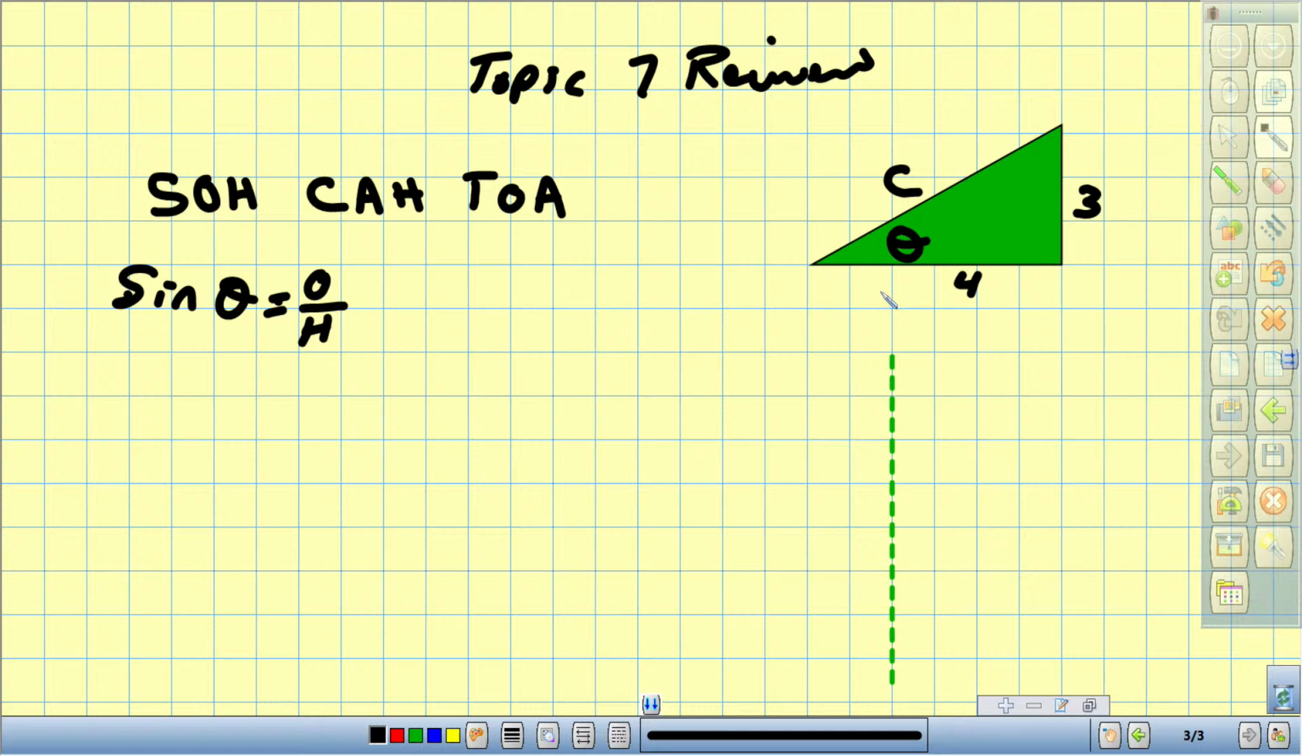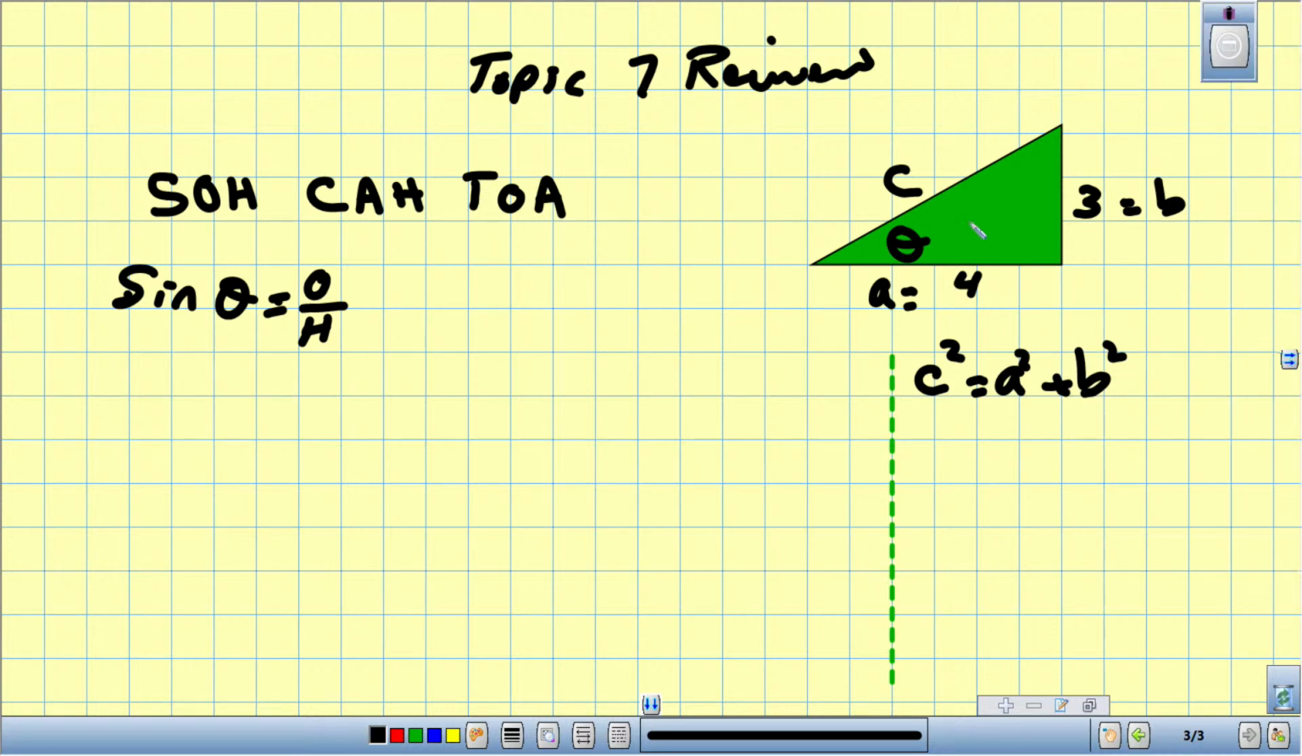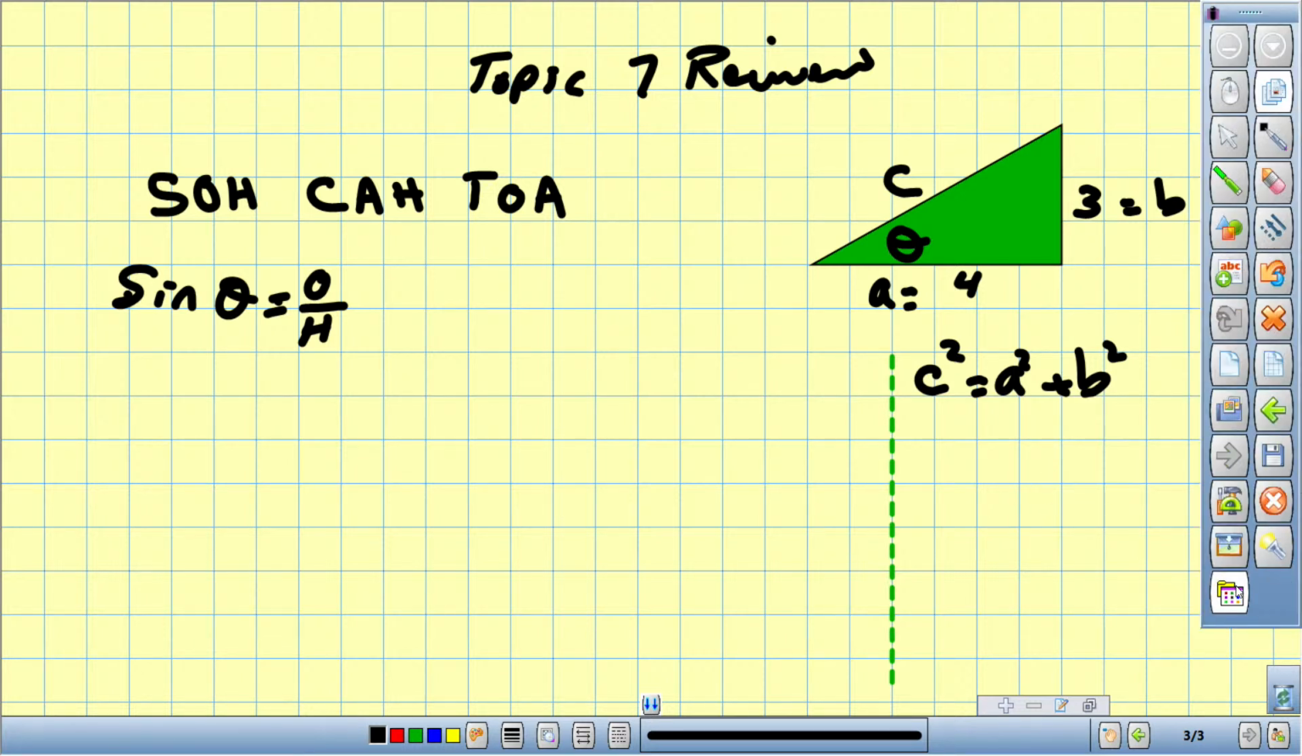So I'm just going to say this is A and this equals B here. So we know that C squared equals A squared plus B squared. Keep doing that with me, guys. Let me know what you guys get. Let me give you a few seconds, maybe a minute. I'm actually going to put a timer here for you.